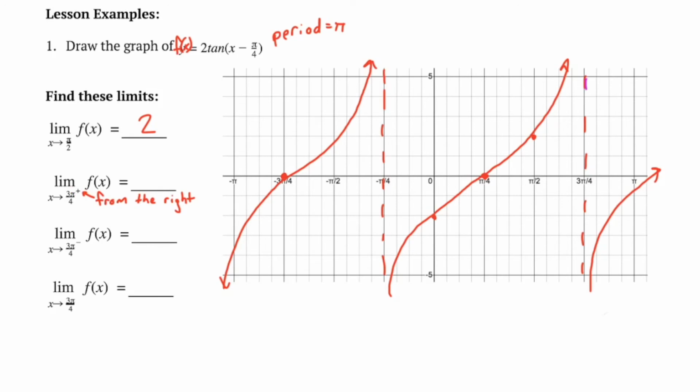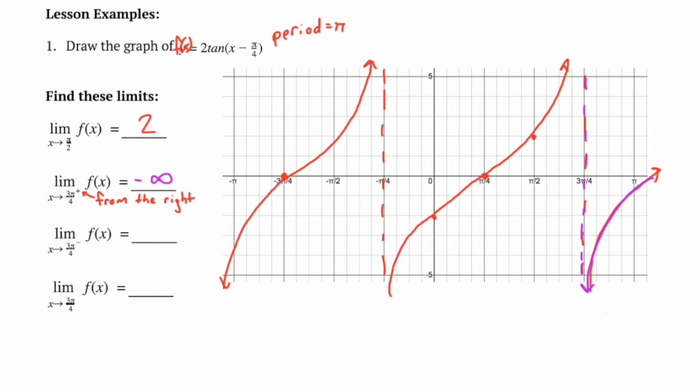So we have to look at the graph where x is 3 pi over 4, but we want to see what's happening as the graph is approaching it from the right. So from this side, if you follow the graph towards that x value of 3 pi over 4, the graph is actually going straight down. It's going to follow that vertical asymptote down towards negative infinity. So that's what we'll say. We'll say the limit of f of x is negative infinity.